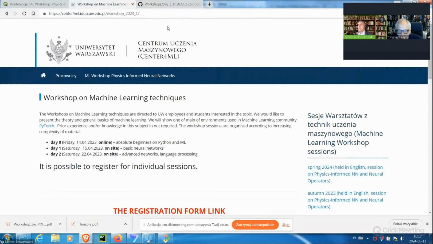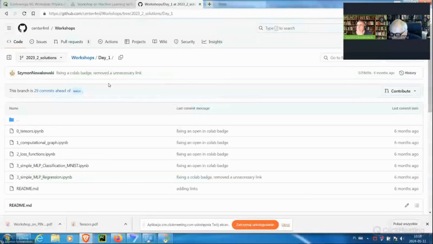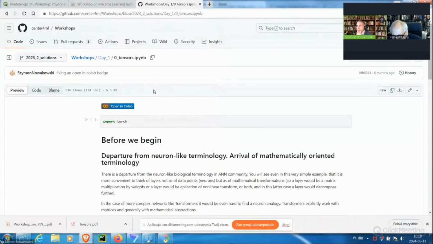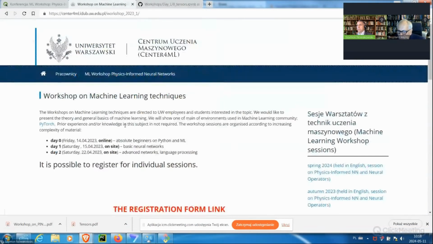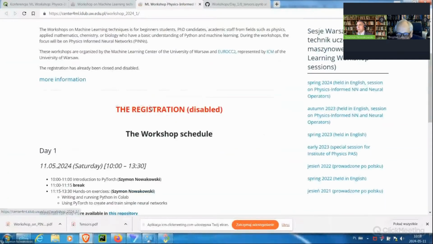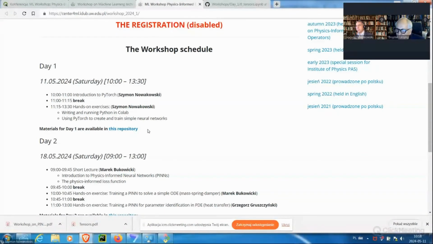And I will be using another branch with solutions. I don't encourage you to use it right now. I think it will be better if you use the branch without solutions at this point and try to work out your solutions. But anyway, the solution branch is available and the link will be provided after the workshop ends. Materials for day one are available in this repository, and the solutions will be available in another repository. I will give you the link to the solutions after the workshop ends.